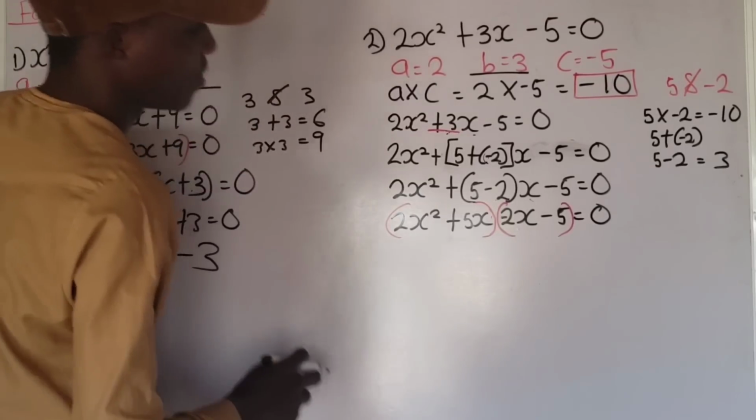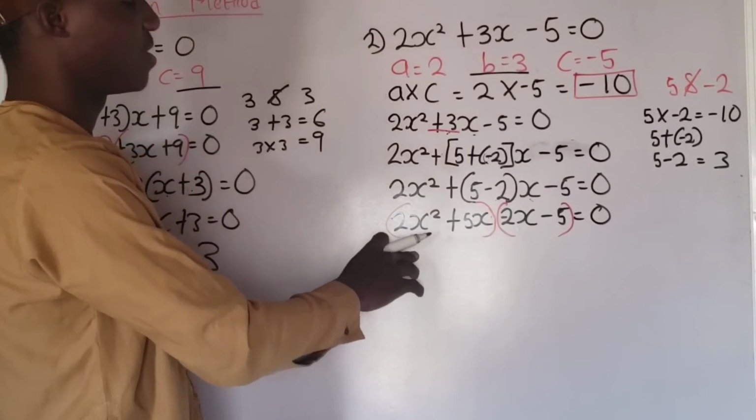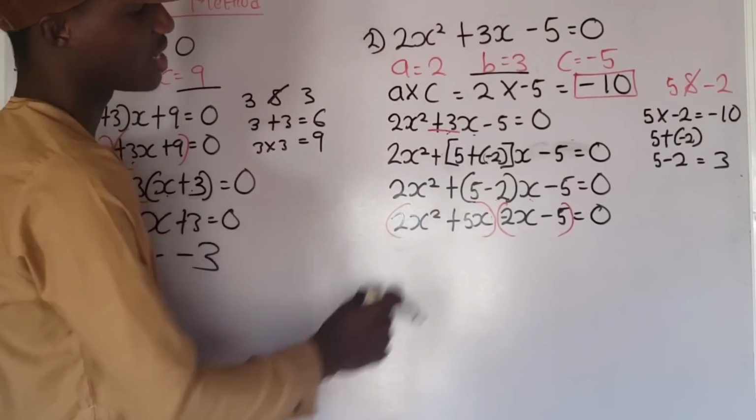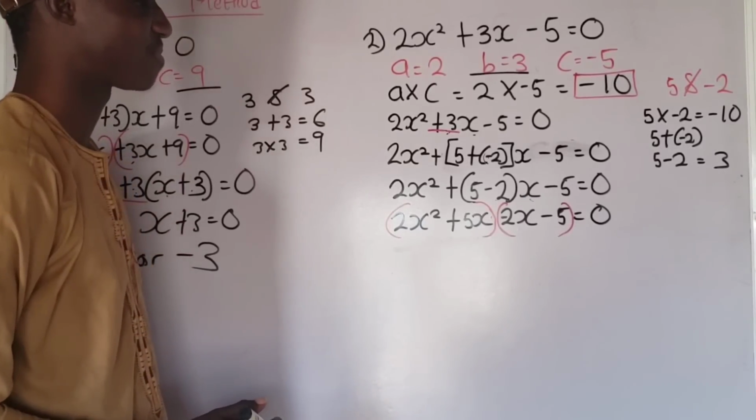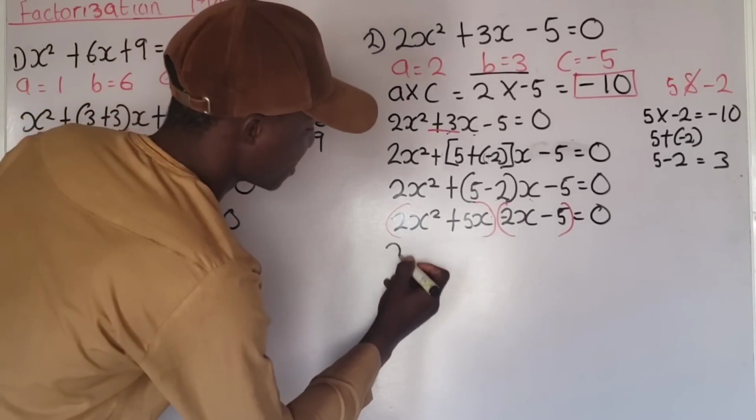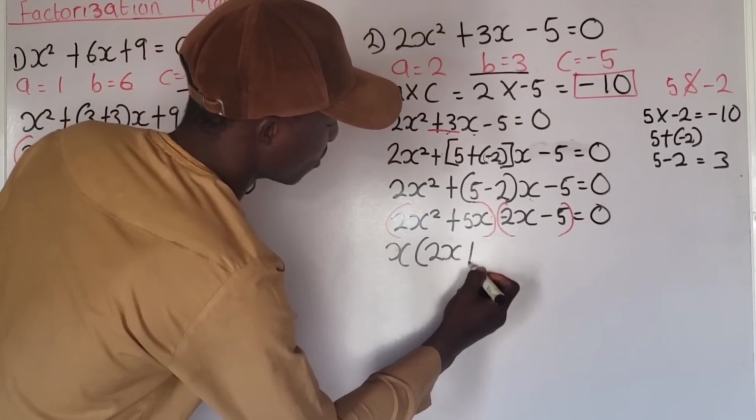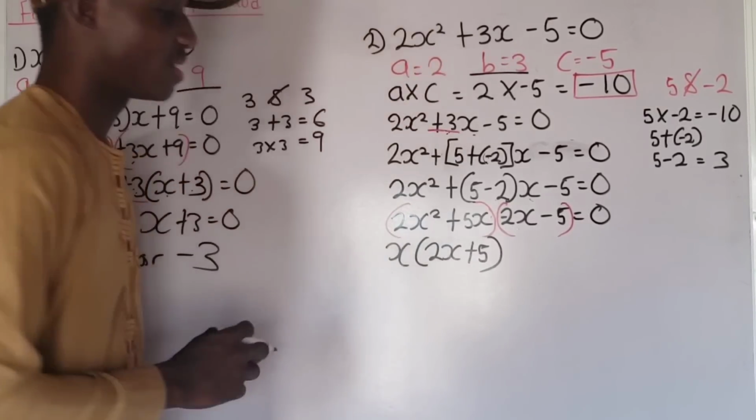Now, let us start with the first bracket. What is the common factor of 2x squared and 5x? The common factor is x. You understand? So I'm going to have x into bracket 2x plus 5. You understand?